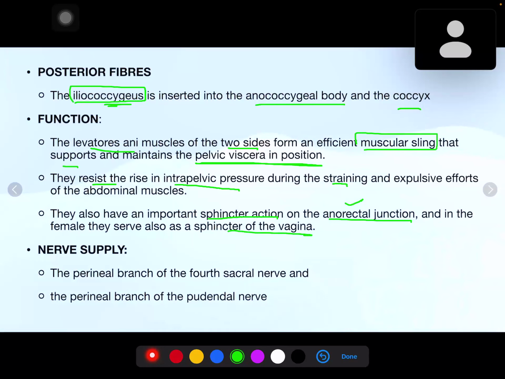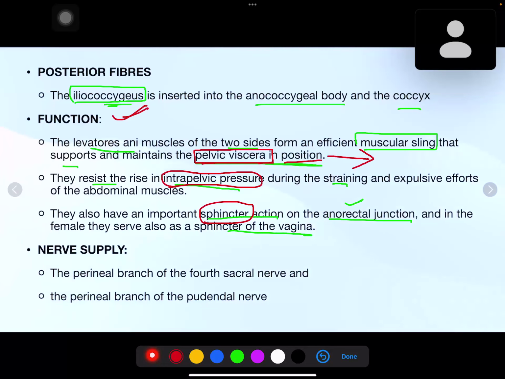Okay, sphincter of vagina and anorectal junction. So they have a sphincter-like action, they resist intrapelvic pressure, and they support the viscera in position. If this levator ani muscle is disturbed, what happens if the pelvic viscera are not in position? It would be prolapse. So one very important thing: the function of the pelvic floor muscle, the levator ani, is to prevent prolapse.